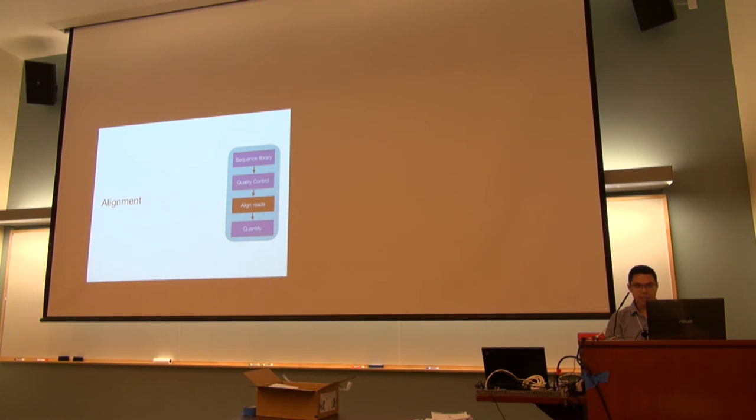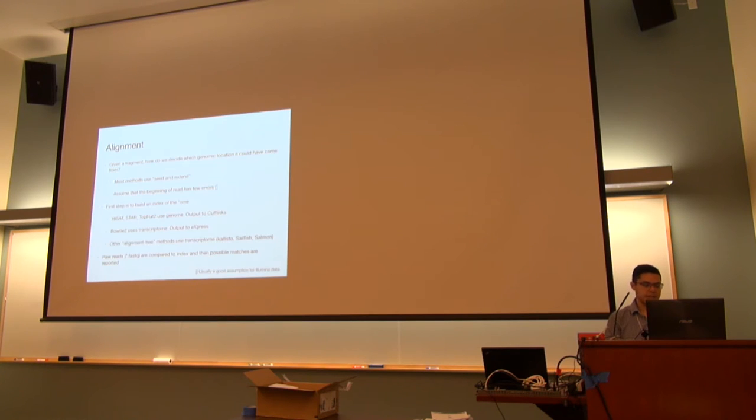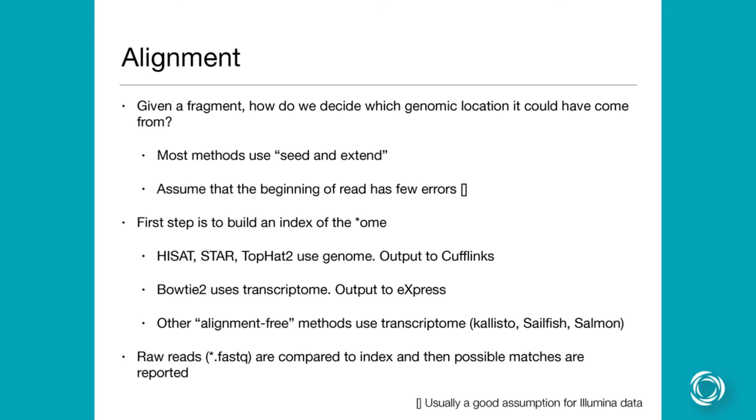So the next step is typically alignment. The question in alignment is, given some fragment, how do we decide which genomic location it could have come from, or which transcript it could have come from? Most methods use what's called a seed and extend algorithm. I'm using that term a bit loosely. If you're familiar with BLAST, it's not the same type of seed and extend algorithm. We'll talk about it in a second.